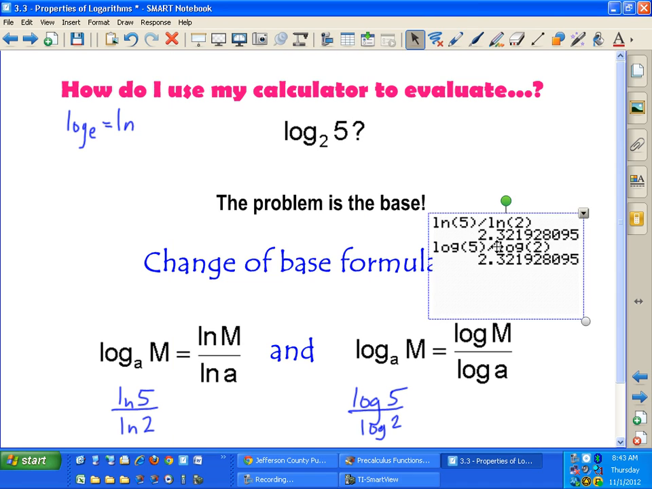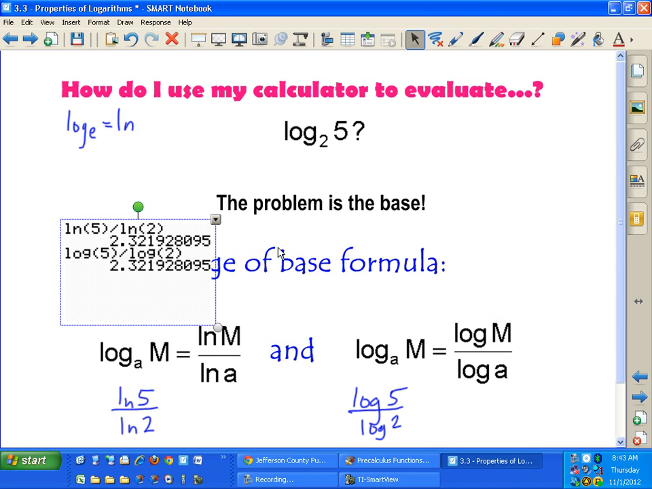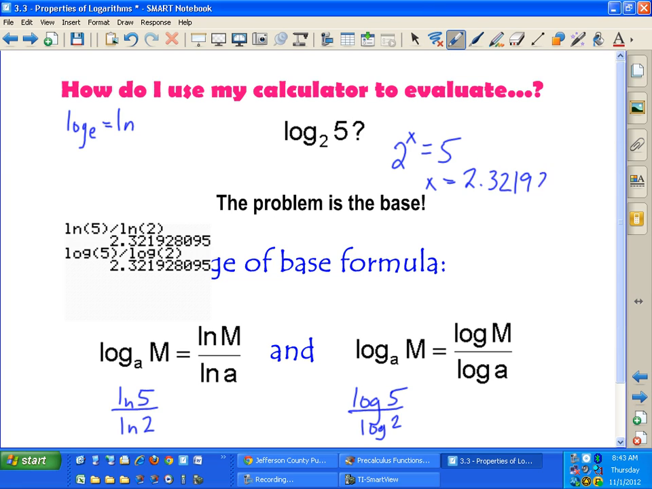And so that means that 2 to some power equals 5, and the power that I'm getting, the x value, is 2.3219280095. And so that's what we're talking about, is that now we can have any base and we can find out what the exponent is. And that's what the base change is doing for us, is helping us find the exponent when 2 to some power equals 5.